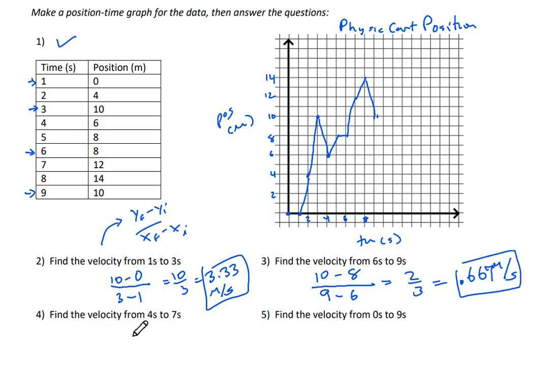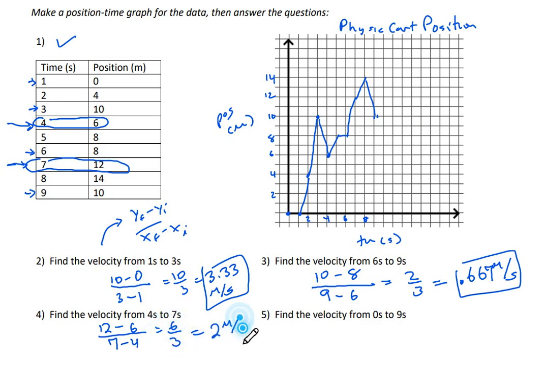From 4 to 7 seconds. So 4, these arrows are getting kind of confusing. So right here, here's 4. To 7 seconds, that's right here. Okay, so I go from 4 to 7, so I end up at time 7, which means I end up at position 12, but I started at position 6, so I'm 6 over 3, which is 2 meters per second.